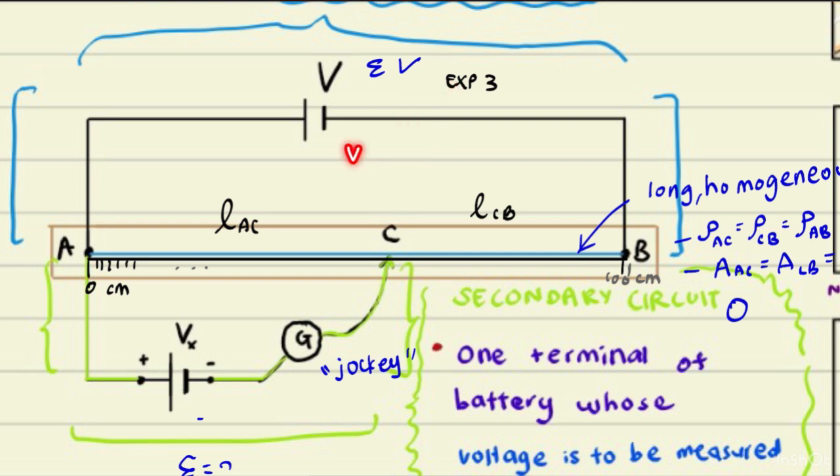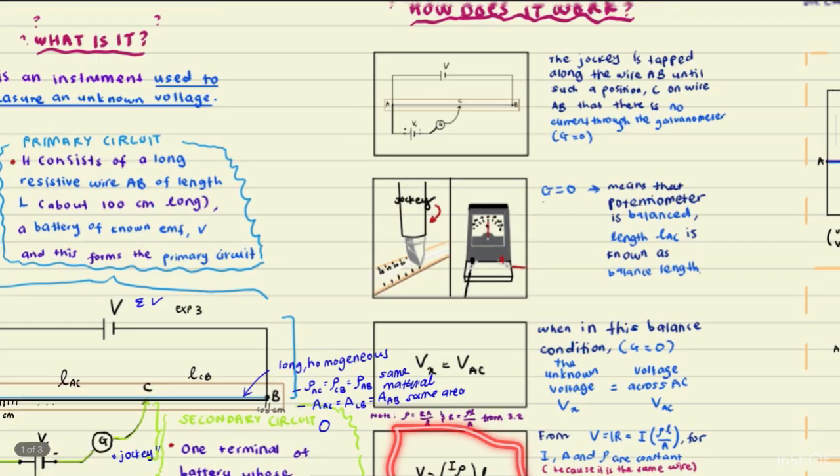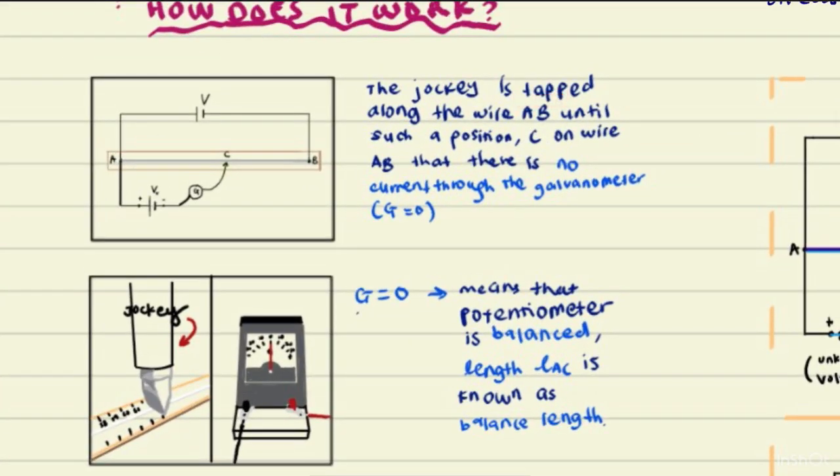Kan kita tahu V is equals to IR. So disebabkan I dia constant, okay, so V sama dengan I. R tadi ialah, okay, kalau kita susun R dia jadi rho L over A. So kita compare V EMF 1 over VAB. Sendiri lah kamu derive. Miss tak mau tunjuk, buang masa nanti. Okay, so ni yang Miss cakap tu. Okay, this is how it works. So, the jockey is tap along the wire AB yang Miss cakap tadi tu.